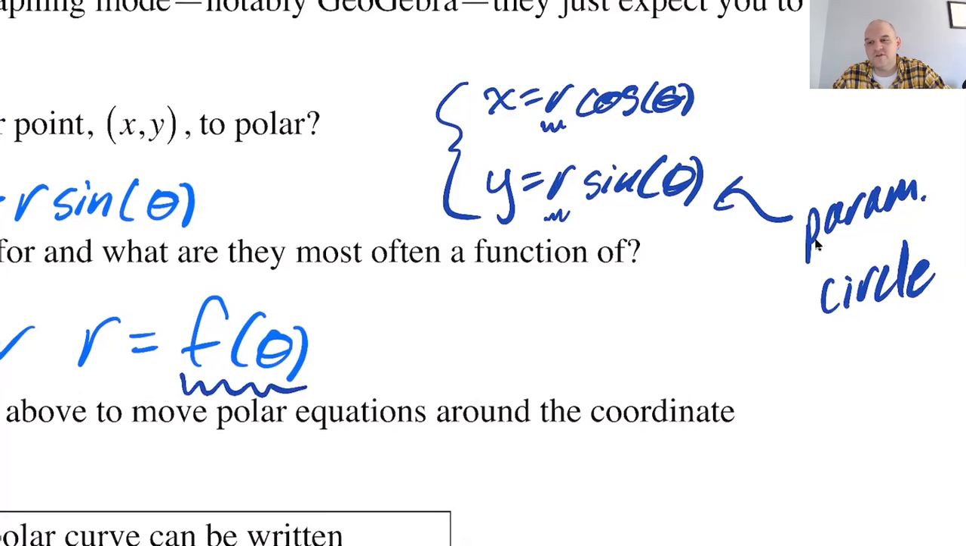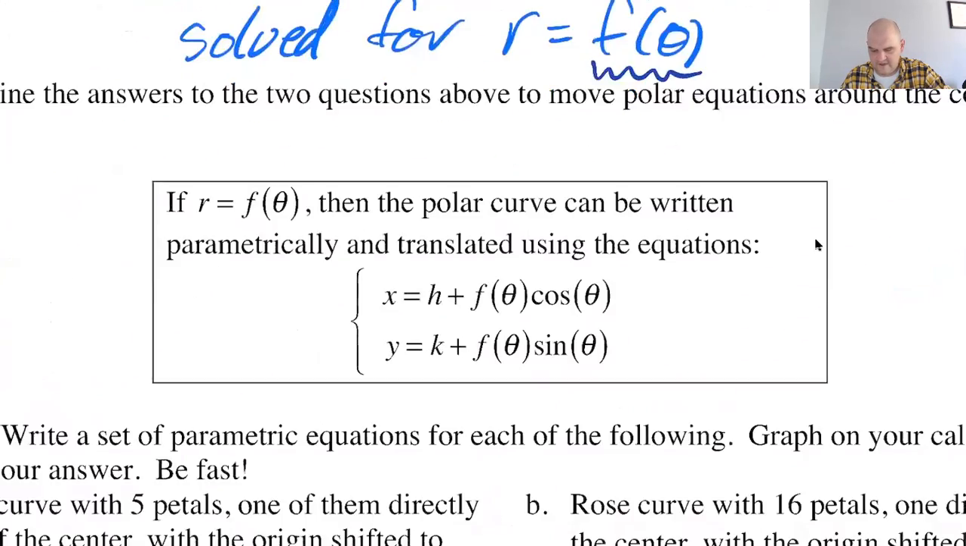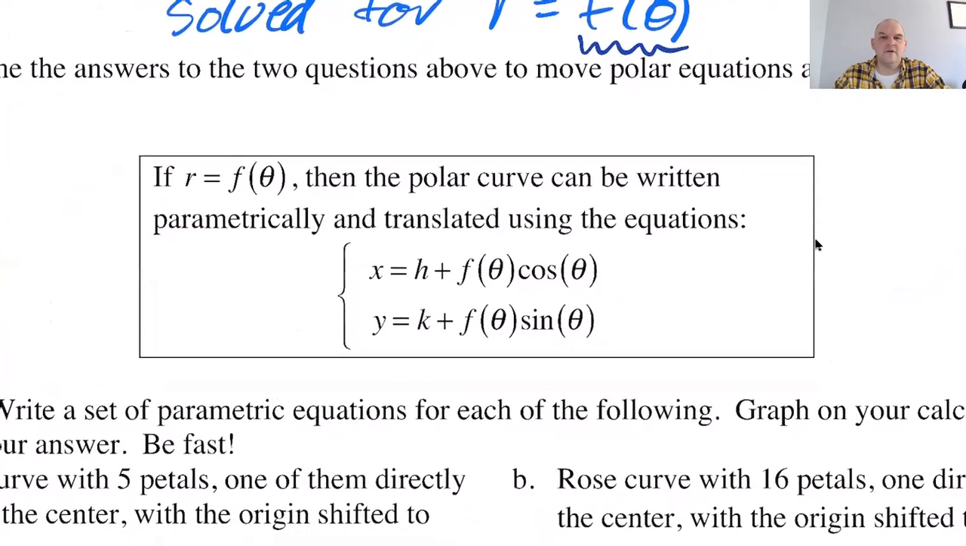And once we have the parametric version, then we can shift it left, right, up, down, by basically changing h and k like in the circle equation that we just found. So that's what we have in this box here. If r equals f of theta, then the polar curve can be written parametrically and translated using the equations x is h plus f of theta cosine theta, and y is k plus f of theta sine of theta. So what I want to do is switch over to the Inspire and just play around with it for a little bit.